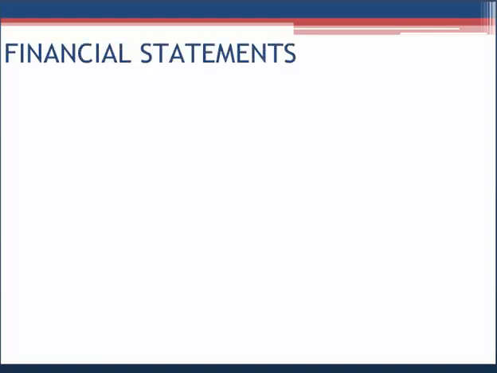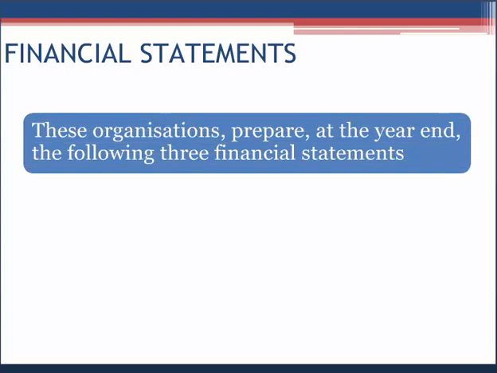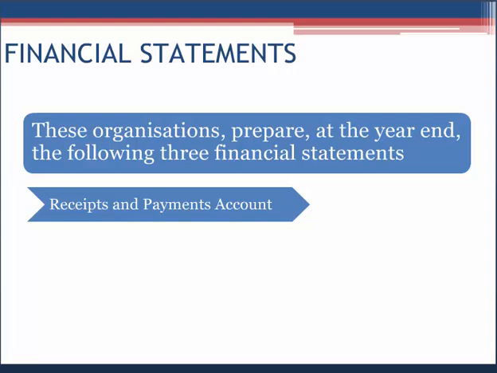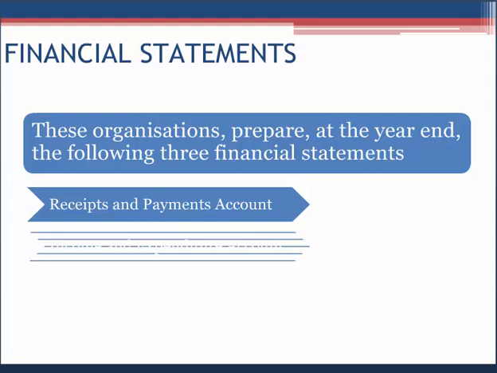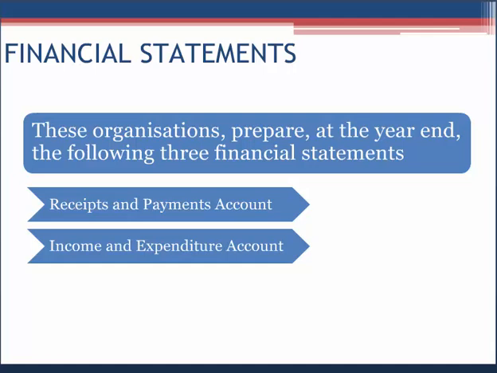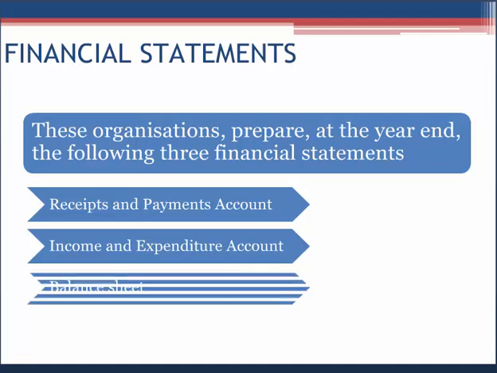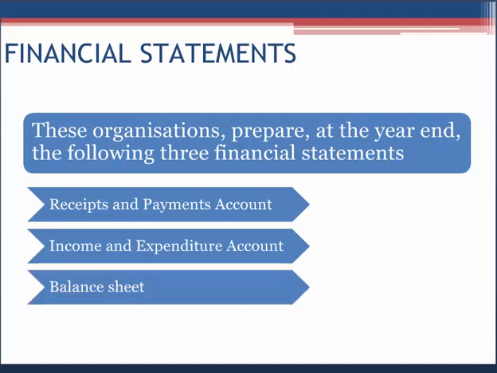Now, what are the financial statements that an NPO is required to prepare? These organizations prepare at the year end the following three financial statements. The first financial statement is the receipt and payment account. The second financial statement is the income and expenditure account. And the third financial statement is the balance sheet.